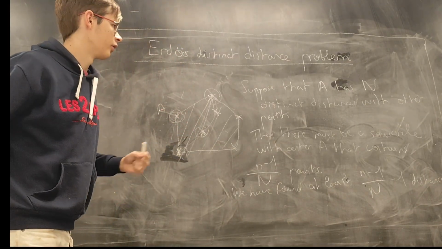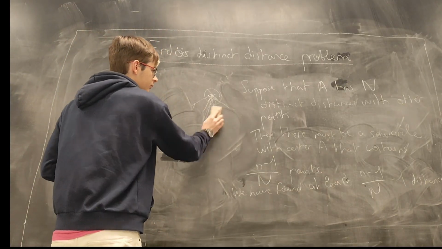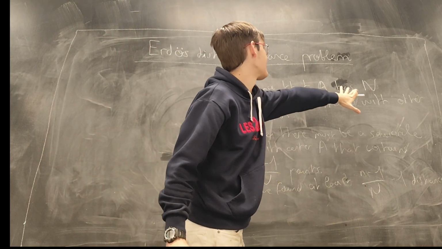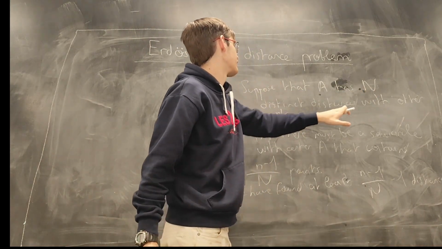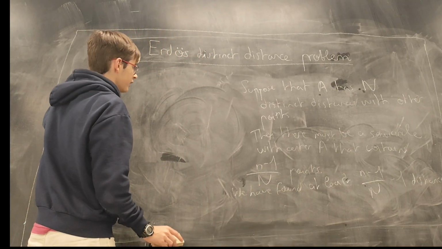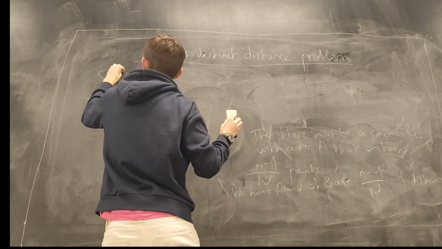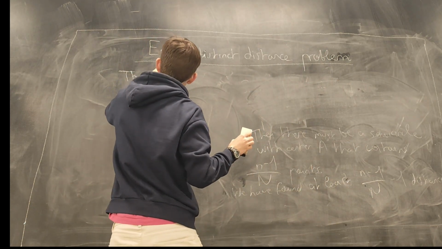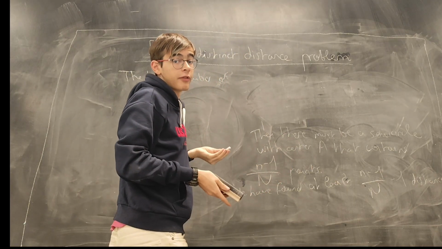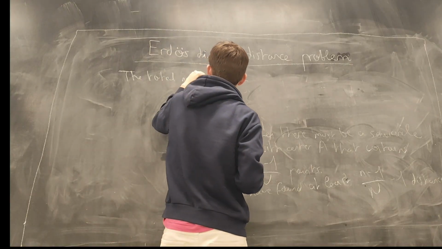So now let's just finish this up. So recall here that our point A has N distinct distances with other points. That means that the total number of distances, okay, the total number of distances, which is of course g of n, since we've supposed that our set has the minimal number of distances.